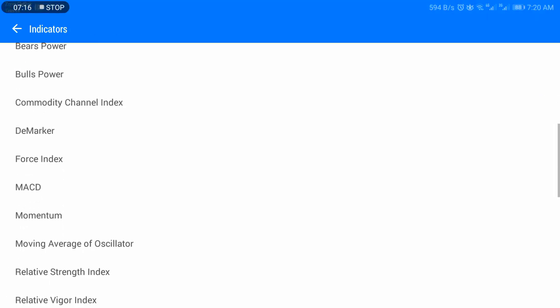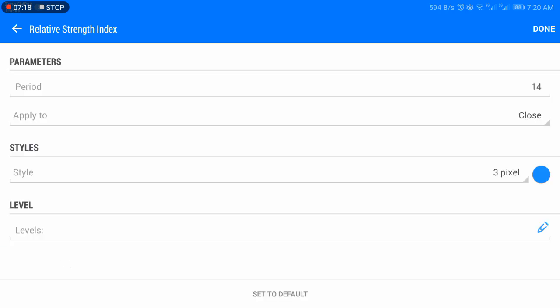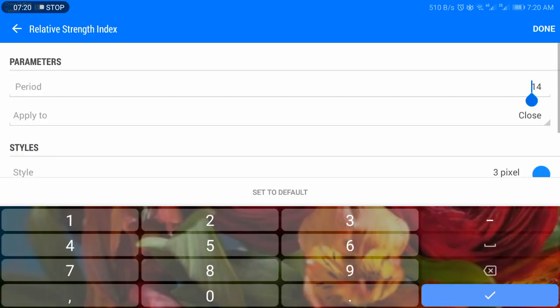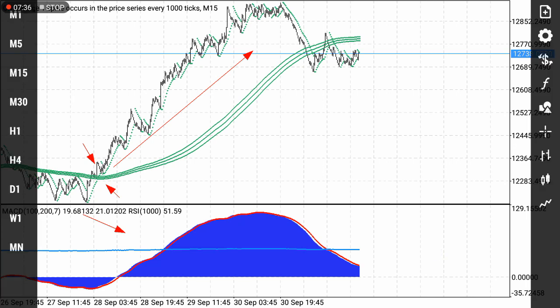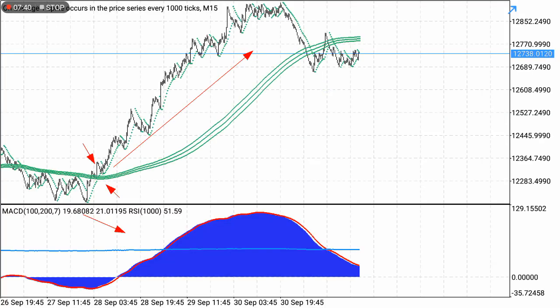Okay, how to set stop loss and how to set take profit. Come here, choose the relative strength index RSI, and change the period to 1000, apply to close, and done. Look here, the first thing, this is your support and resistance. Okay, RSI. How to use RSI prediction?